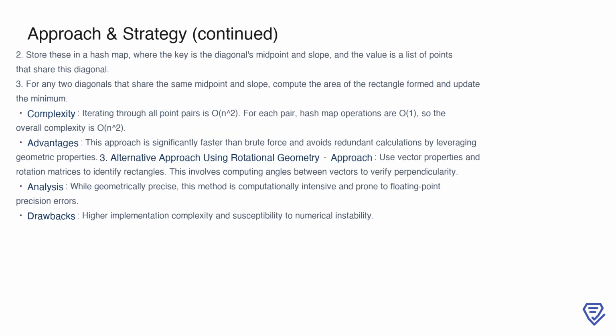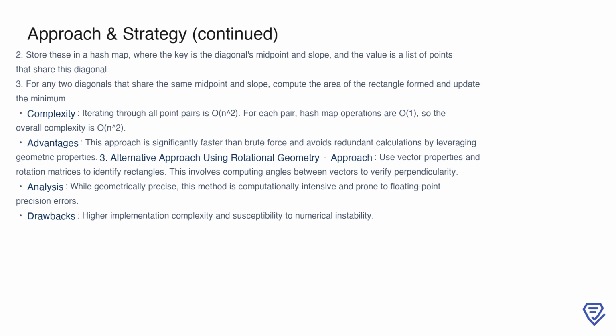In the optimized approach using geometry and hashing, we begin by iterating through all possible pairs of points. For each pair, we calculate the midpoint and the squared length of the diagonal. These values are stored in a hash map, where the key represents the diagonal's midpoint and slope, and the value is a list of point pairs that share this diagonal. This structure enables us to efficiently check for matching diagonals that could form a rectangle.